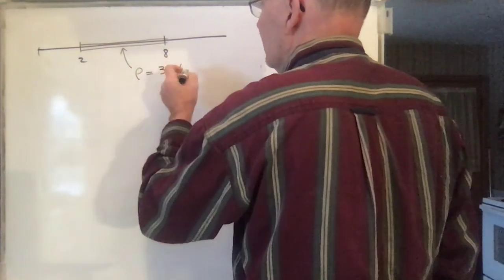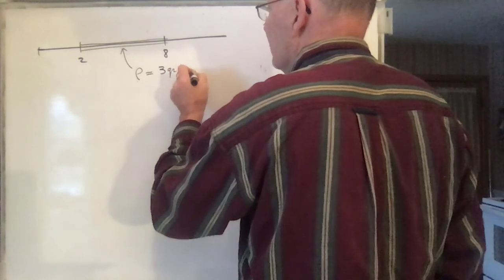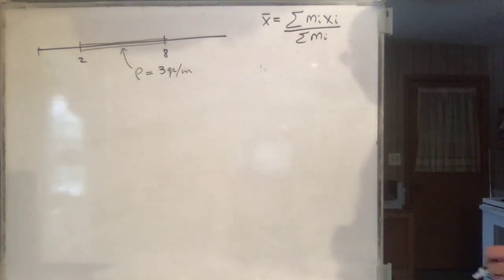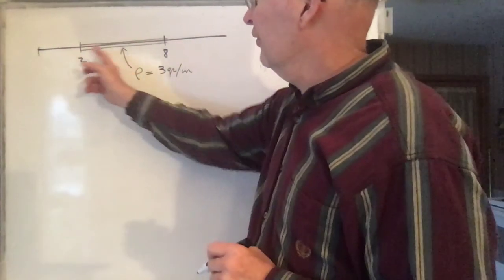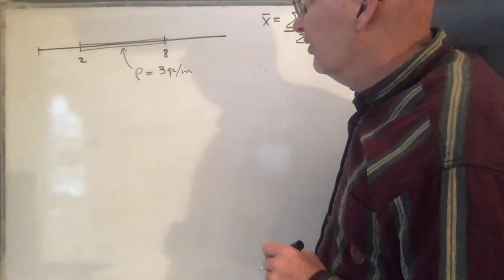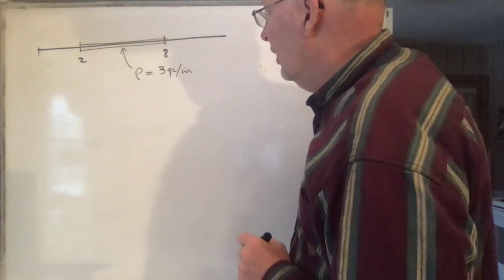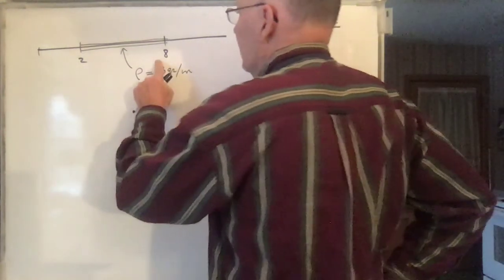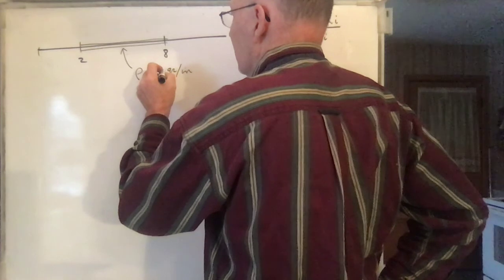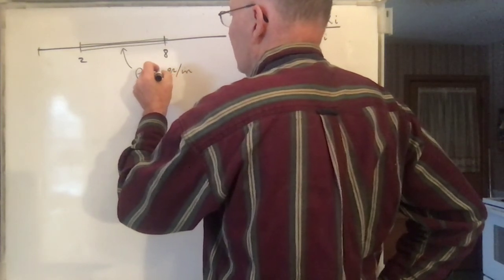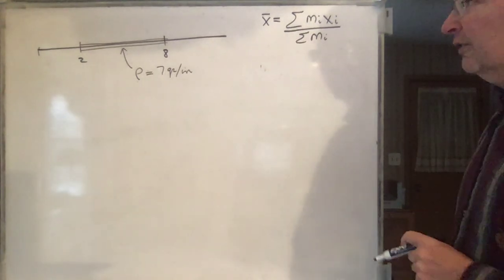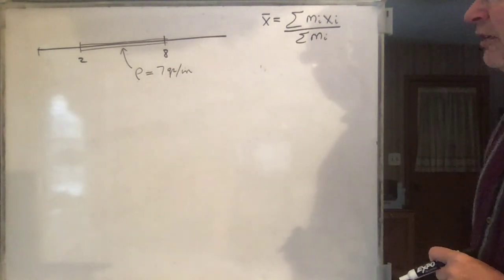Whatever these are, inches or something like that. Let's just call them all inches. 3 grams per inch. So, if you have a rod there that's positioned from 2 to 8, let's make it instead of 3, let's make it 7 grams per inch, just so we get different numbers in there. Then where will the center of mass be?